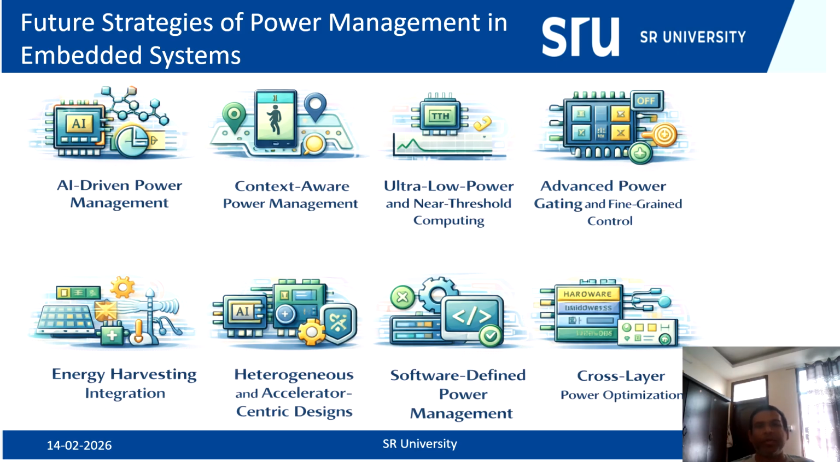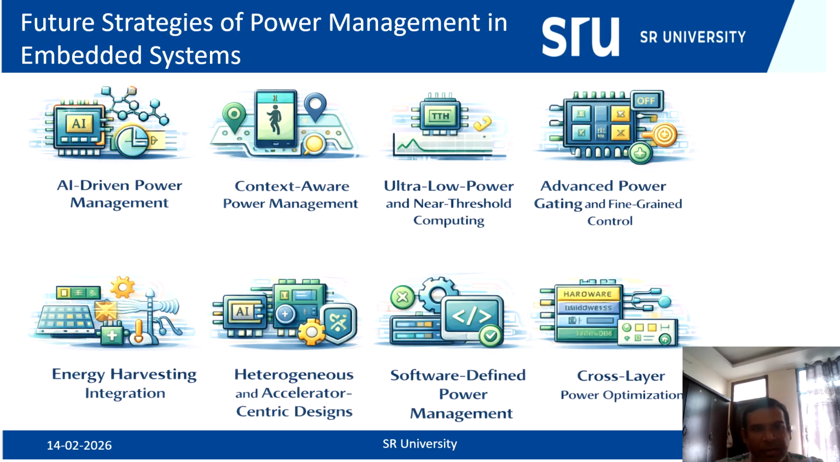Here, one of the most promising future strategies is the use of artificial intelligence and machine learning for power consumption instead of relying on fixed rules. AI-based systems can learn usage patterns, predict the workload, and dynamically adjust the voltage, frequency, and power states in real time. So this allows smarter decisions that balance performance and energy efficiency more effectively than traditional methods.